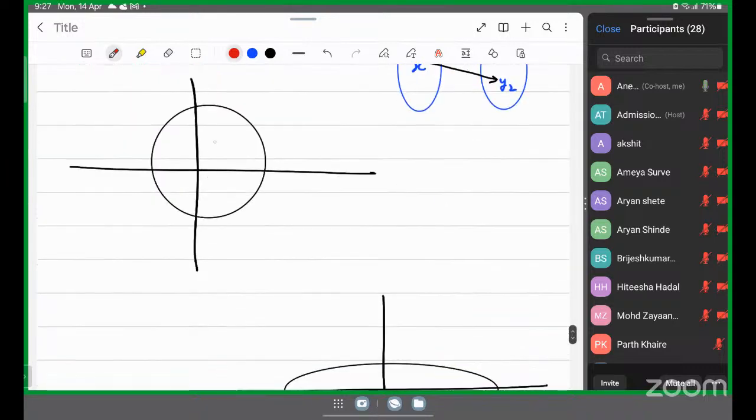What about this curve? This curve again, the vertical line intersects this curve at more than one point. So this is a relation, but this is not a function.